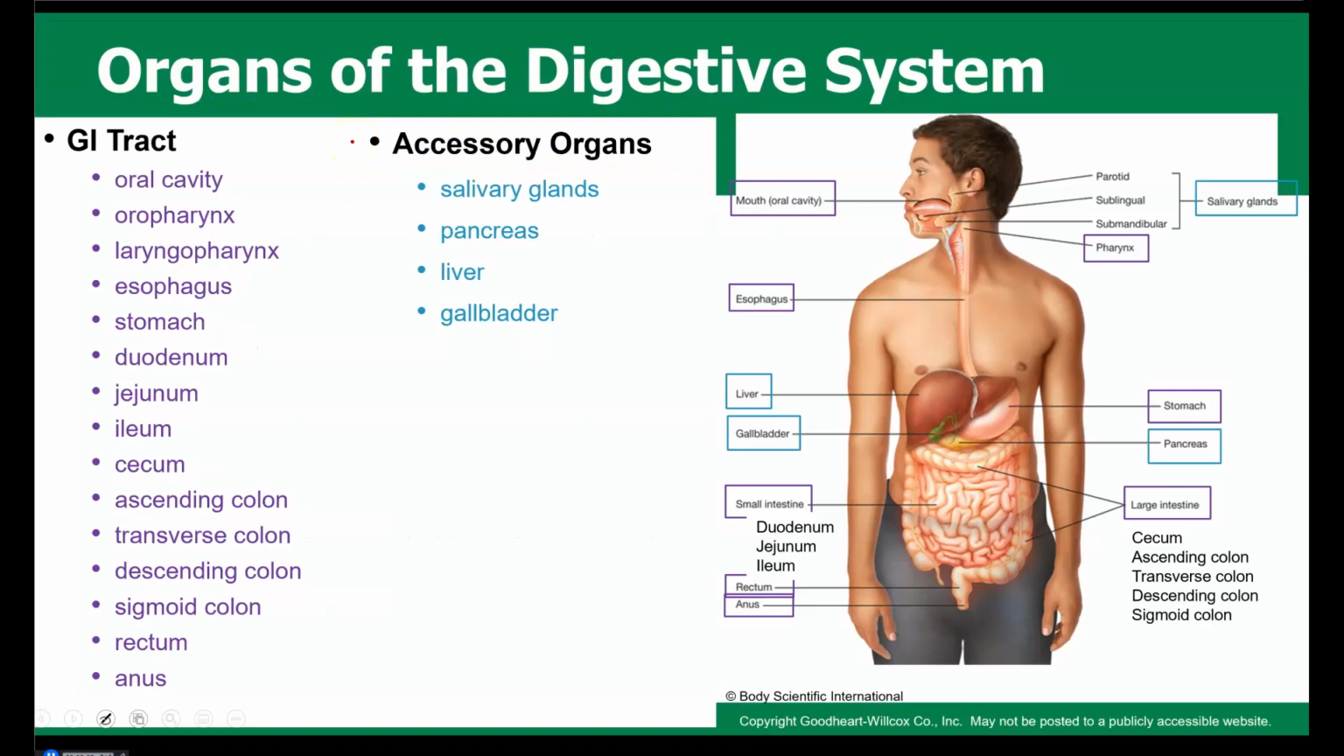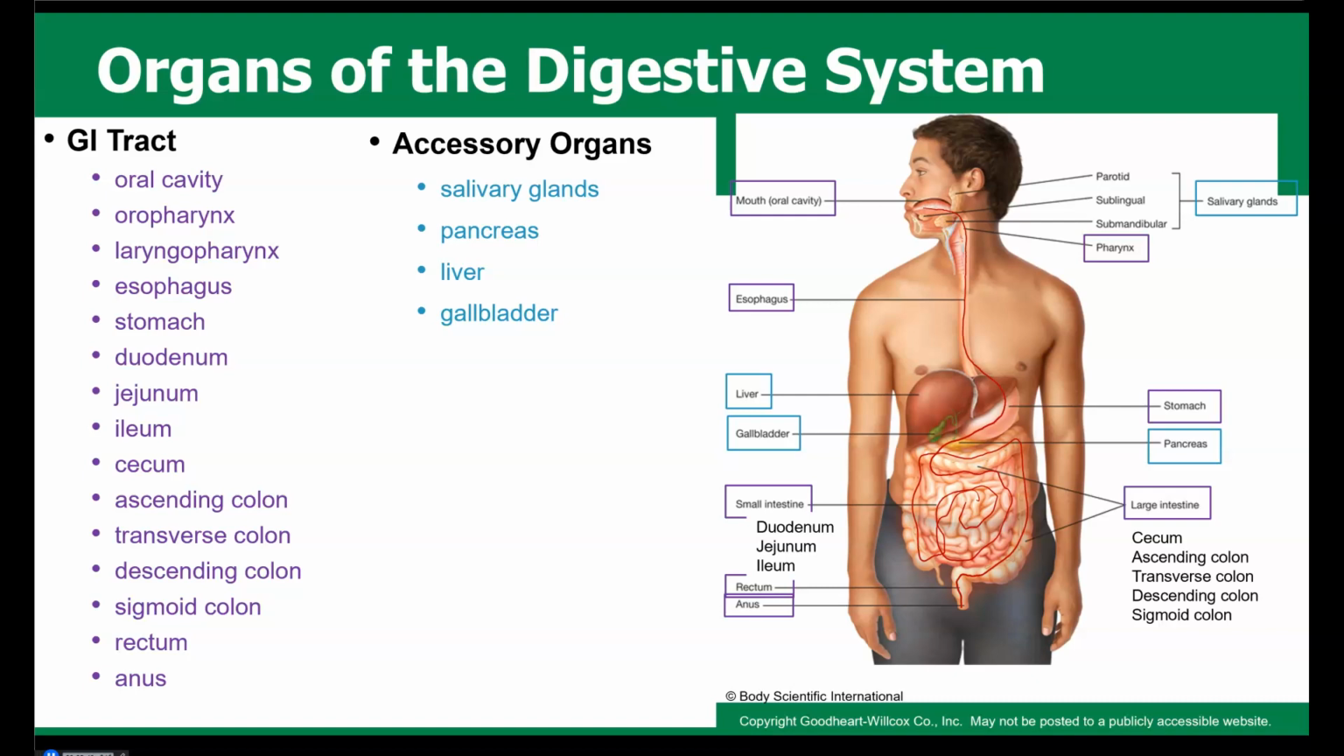Okay, so to begin, we need to distinguish between two sections of the digestive system, the GI tract and the accessory organs. So the GI tract is a long tube. That tube starts in the oral cavity, comes down the pharynx, down the esophagus, down into the stomach. Then we get all of the small intestine, and then we go into the large intestine, and then the rectum and the anus. So all of that is one long tube.